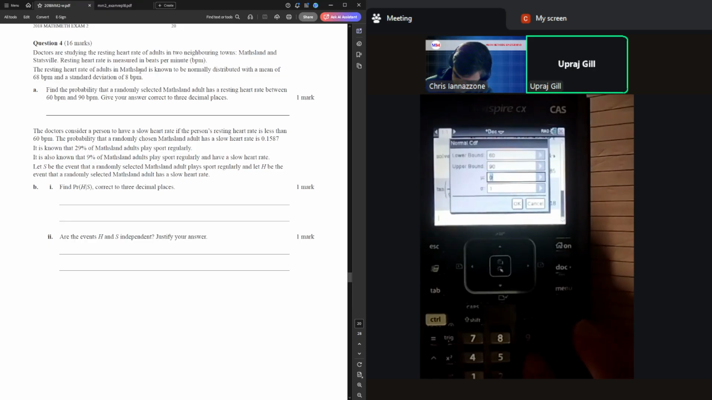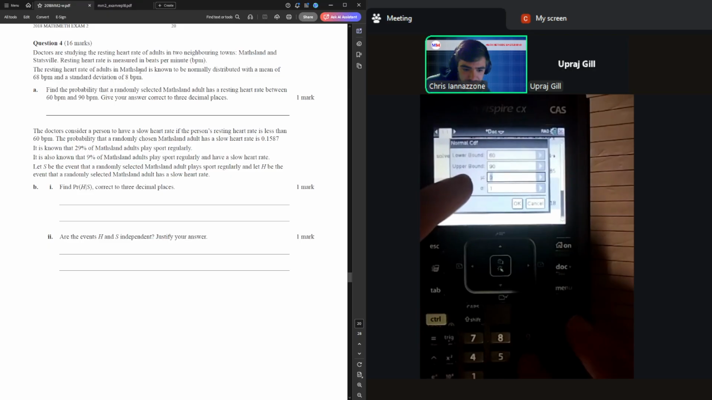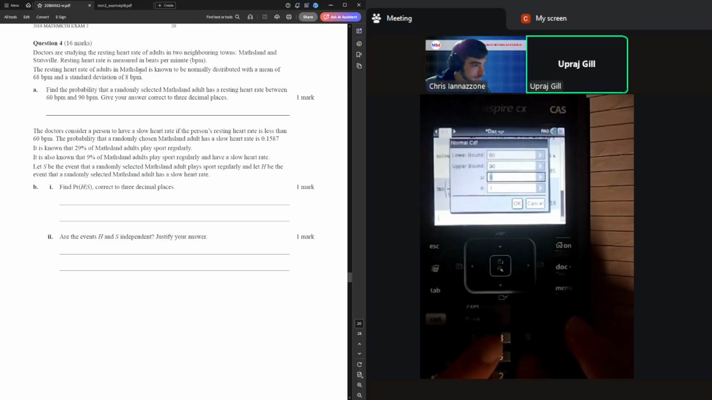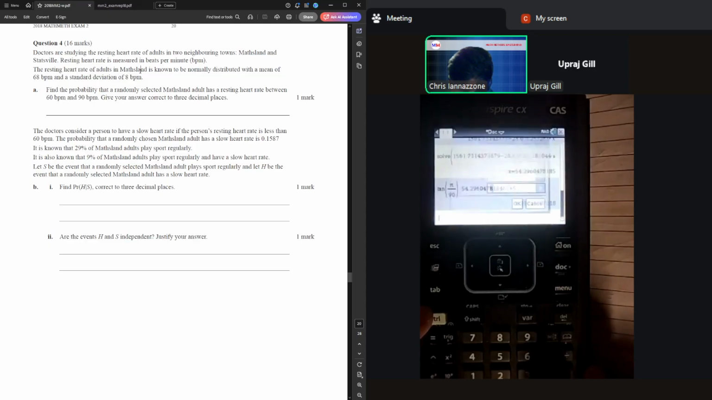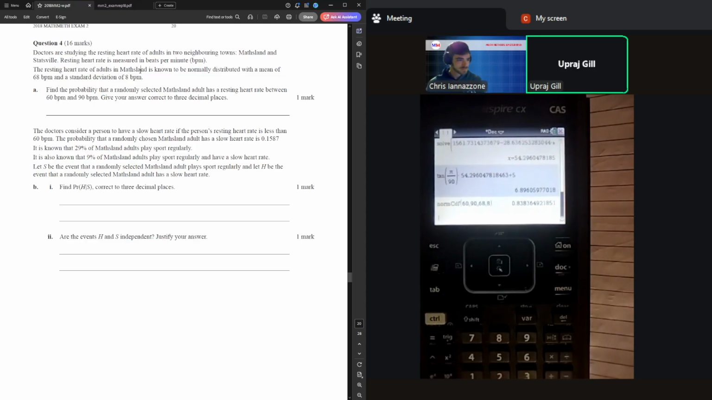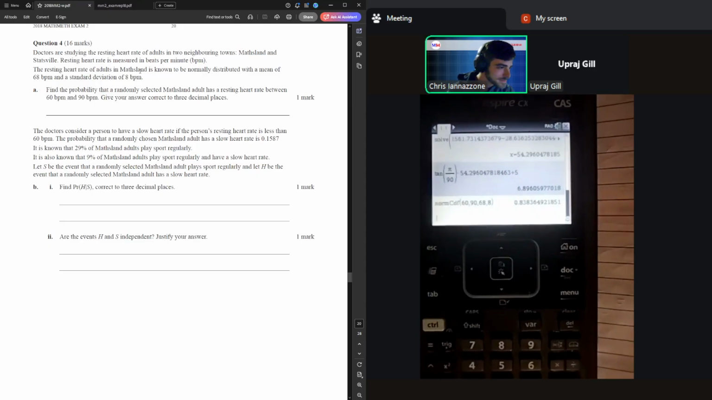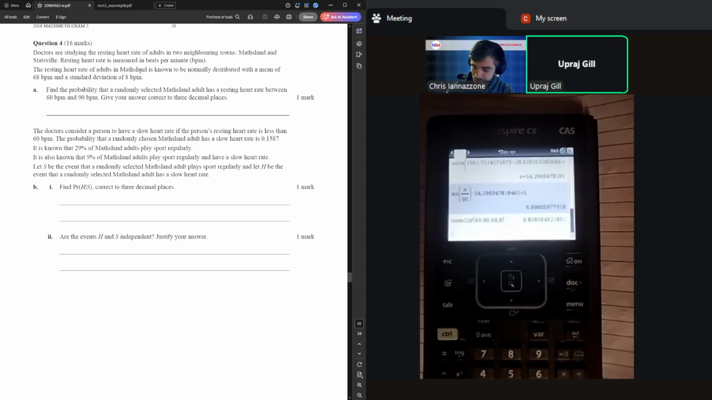Does that next symbol mean standard deviation? Standard deviation is the bottom one. Mean is the mu. All right, so 68 as the mean, then 8 as the standard deviation. Brilliant. Done and dealt with. Like 0.838. Yeah, 0.838, precisely.